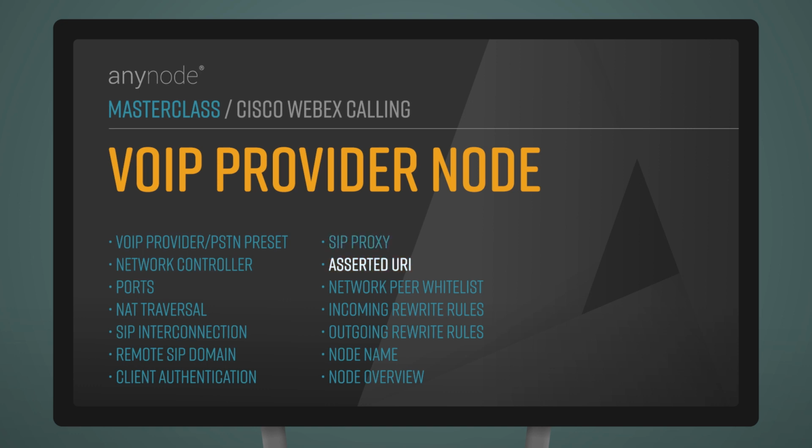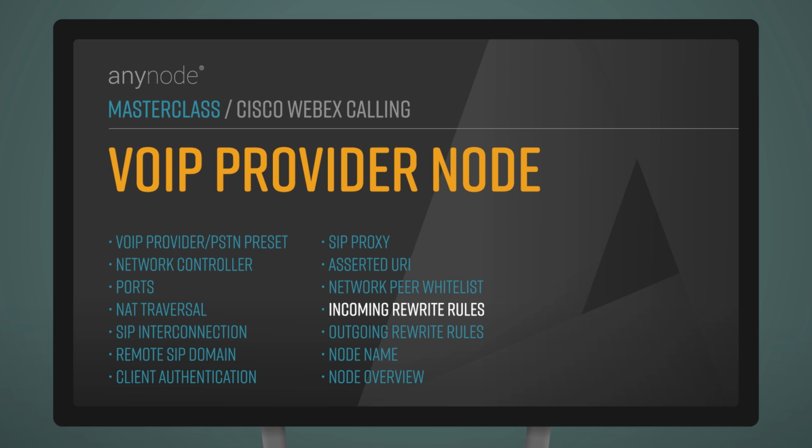We discuss the configuration of Asserted URI, which specifies the identity of the calling or called party, ensuring accurate routing and identification. 10. Network peer whitelist. We examine the configuration of network peer whitelists, allowing for the definition of trusted IP addresses or ranges for secure communication. 11. Incoming rewrite rules.